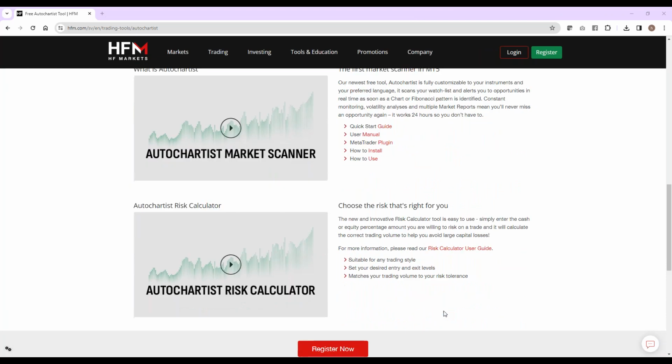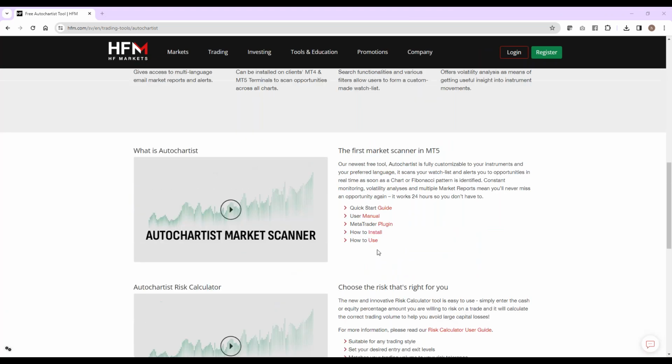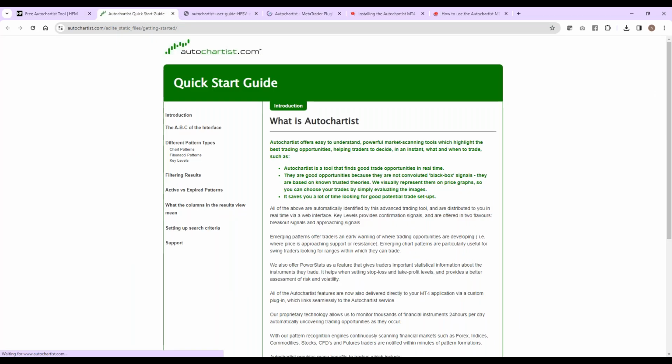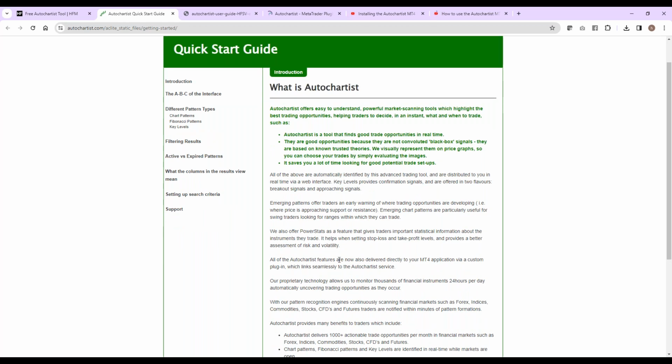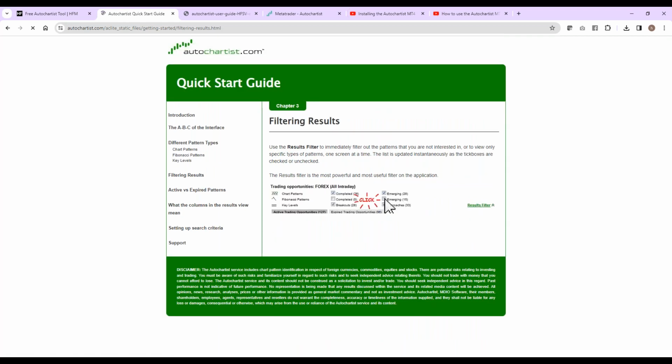In order for you to download it, there are instructions at the bottom of the page on how to install it. Over here you have a quick start guide. Everything you need is here basically, guys. So in the quick start guide, Autochartist gives us the steps, like a guideline on what you can find in Autochartist, what it is, how it looks, what kind of patterns it scans, and how it filters the opportunities and gives you good ones.